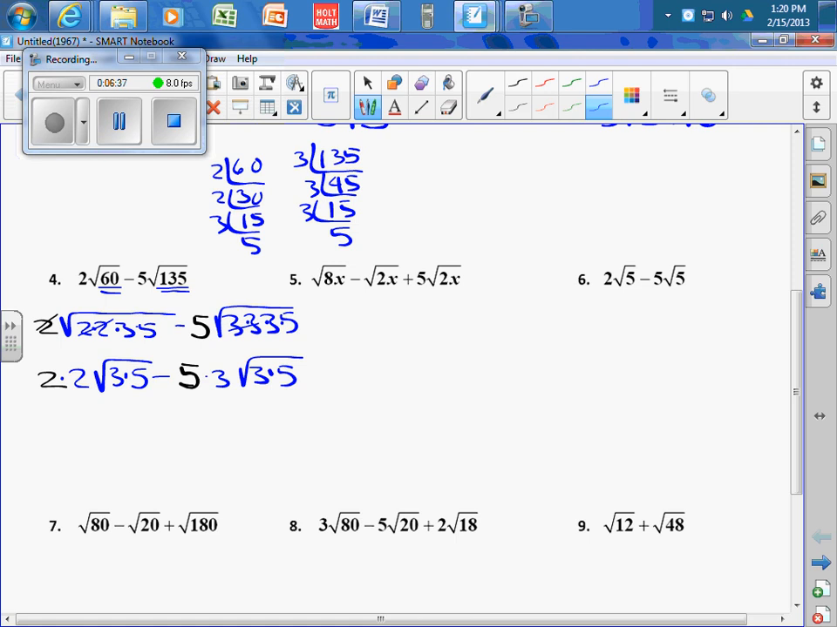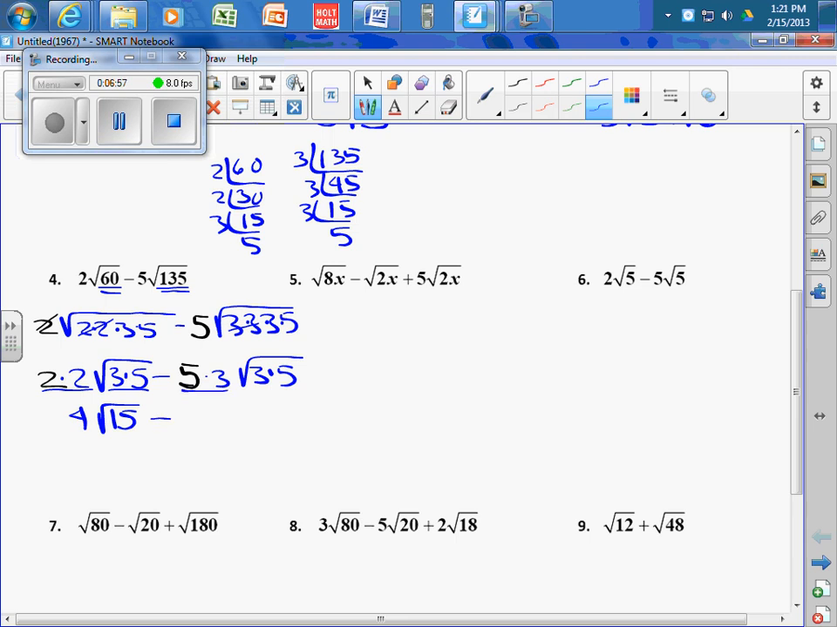Well, it's important to remember, class, that numbers outside the radical stay outside the radical, and the numbers that are inside stay inside. So the numbers that are outside here get multiplied together. I'm going to get 4. The numbers that are inside get multiplied together, and I get radical 15. And I bring down my minus sign.